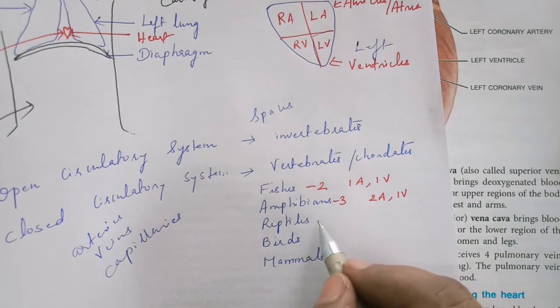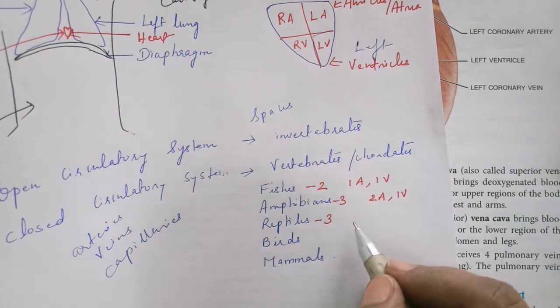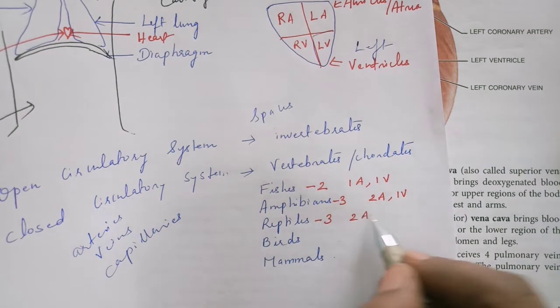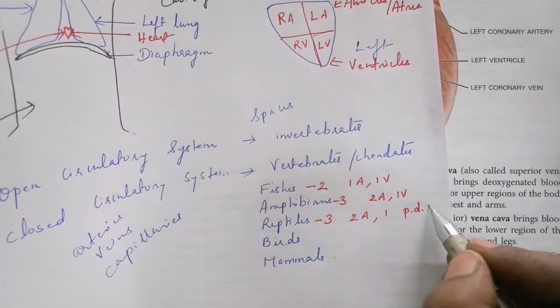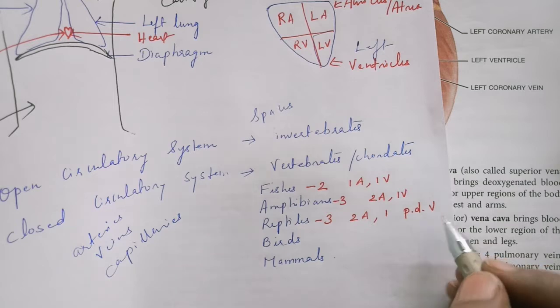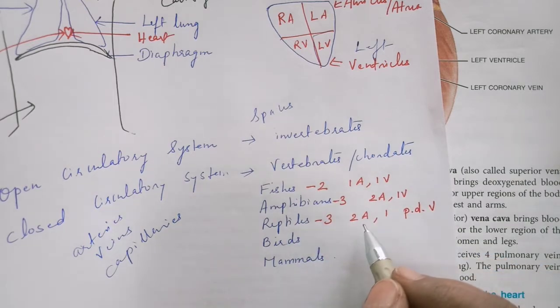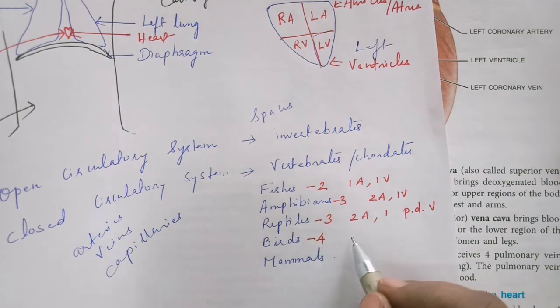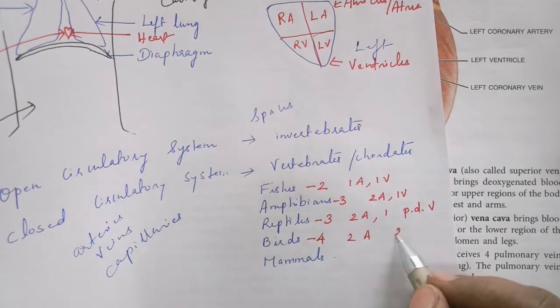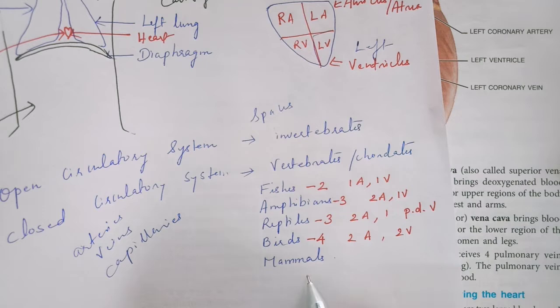The reptiles also have a 3 chambered heart, where 2 auricles and 1 partially divided ventricle are present. Some of the reptiles, like the crocodiles, have a 4 chambered heart also. The birds have a 4 chambered heart, which means 2 auricles and 2 ventricles, and all the mammals have a 4 chambered heart, that is 2 auricles and 2 ventricles.